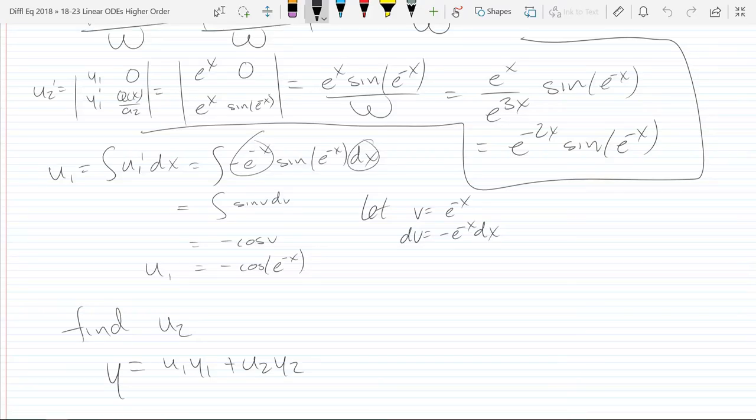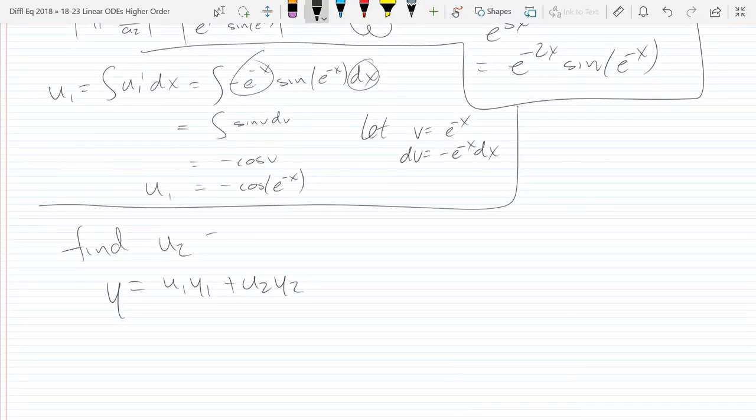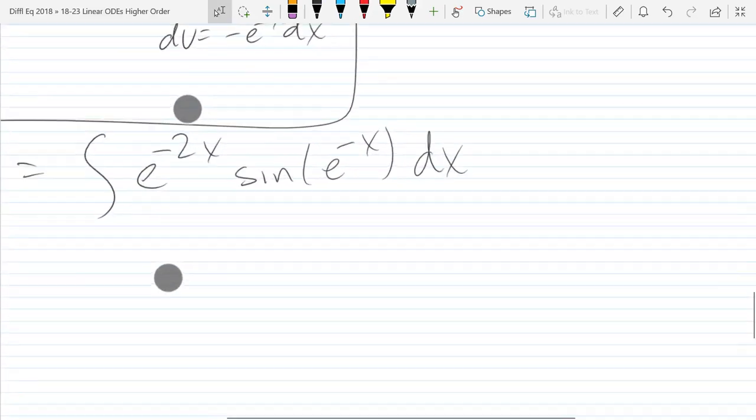Prime at the top. I'm going to use this version right there to compute u2. So u2 is the antiderivative of u2 prime. So it looks like a u substitution is what we should be doing on this antiderivative right here.